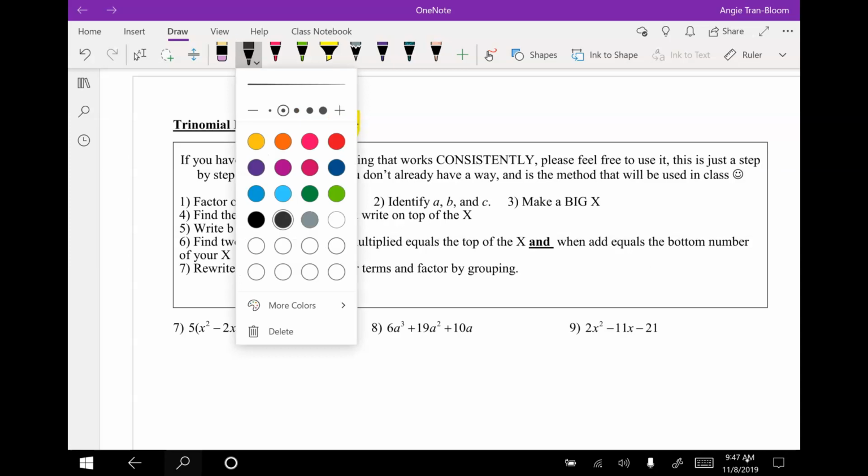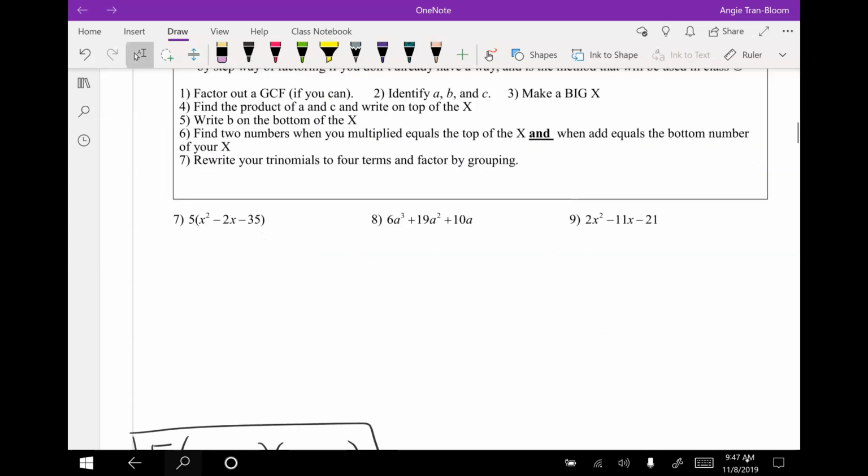So let's spell that out. A equals, in our case, what's A equals? 1. Remember, 5 is a GCF. It's already taken out. What's B always? Cautiously. B is negative 2. Okay, you have to take the negative with it. C is now a negative 35.